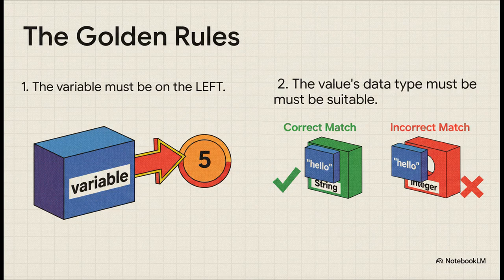So, to wrap this up, there are 2 golden rules of assignment you always have to remember. First, the variable, the memory box you're filling up, always goes on the left side of the equal sign. And second, you can't put a square peg in a round hole. The data you're storing has to match the variable's data type. You can't stuff the word hello into a variable that's expecting a number.